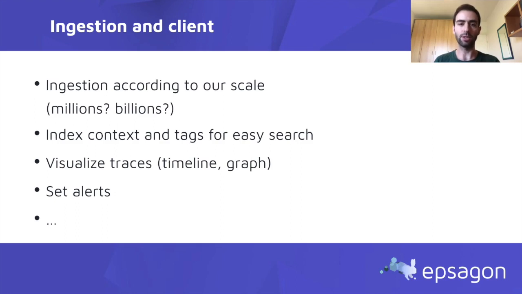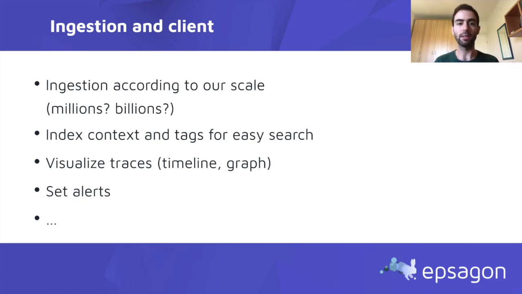Now, in terms of the ingestion in the client, once we've generated the traces, we need to ship them somewhere. So we need, first of all, a system that can ingest, according to our scale, millions or billions of traces or spans every day. We want something that will allow us to index the context and the tags for easy search, for aggregations, for anything that we want to do.